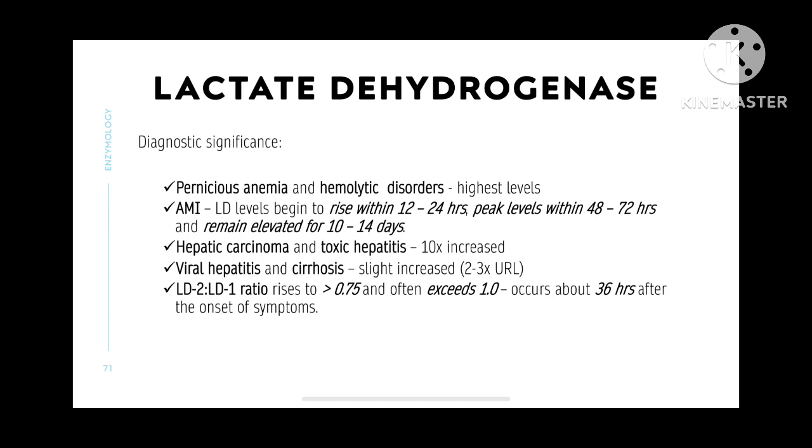the upper limit. In AMI, lactate dehydrogenase levels begin to rise within 12 to 24 hours. They reach peak levels within 48 to 72 hours and may remain elevated for 10 days. Skeletal muscle disorders and some leukemias contribute to increased levels. Marked elevations can be observed in most patients with acute lymphoblastic leukemia in particular.